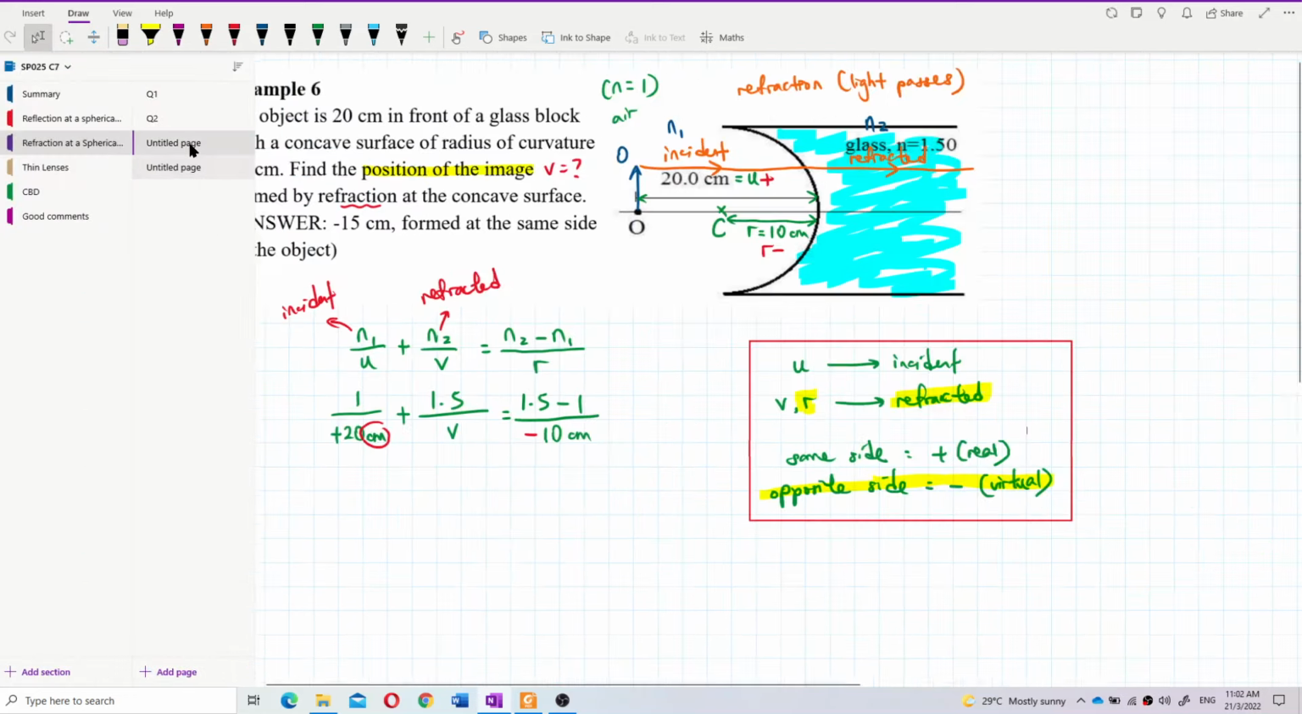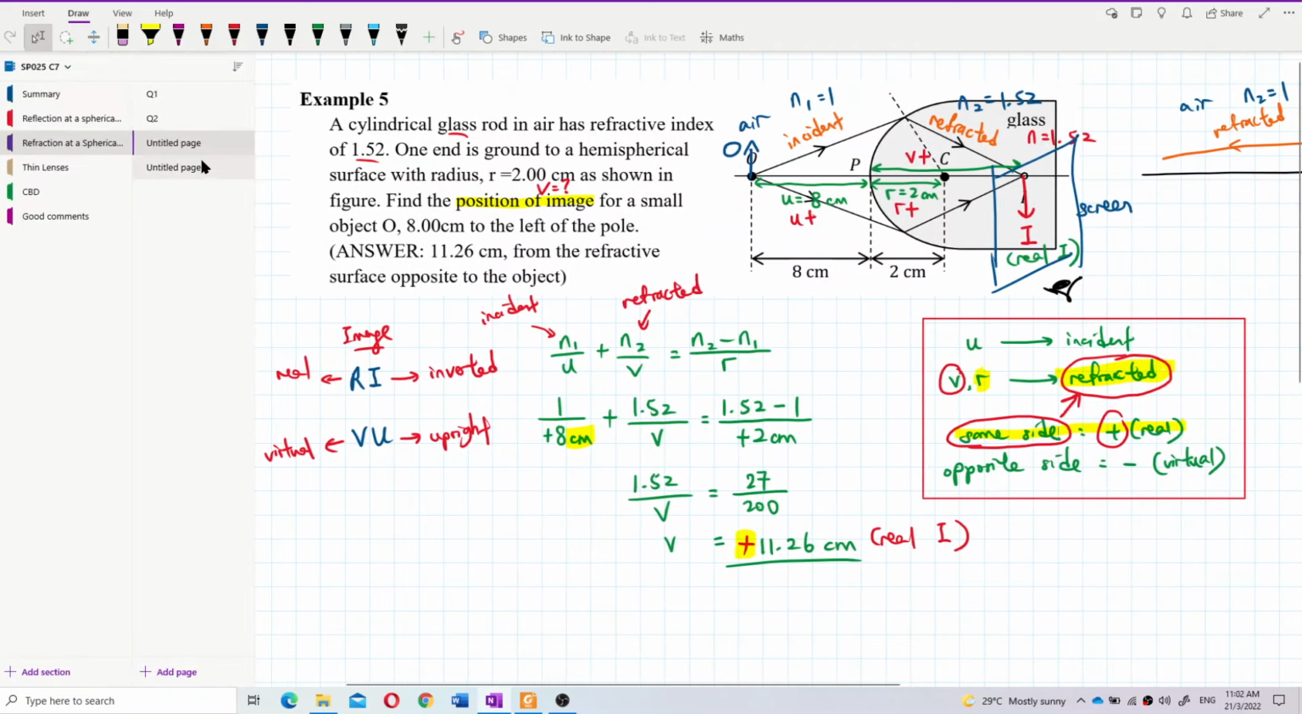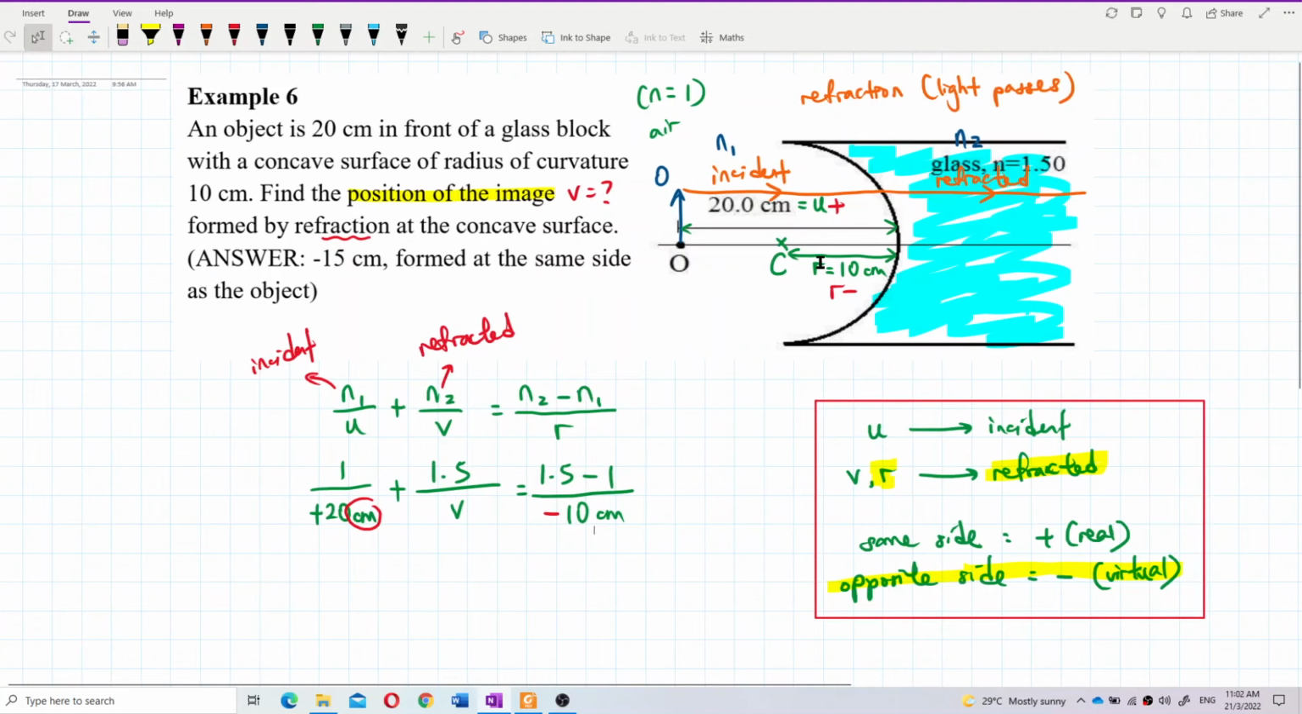Last time, this convex surface, this R is positive. This R is positive because same side as refracted ray. Now this concave surface, this R is not at the same side with refracted ray. So this R is negative. Okay? Not in the same side, so it's negative. So okay, so we got it.